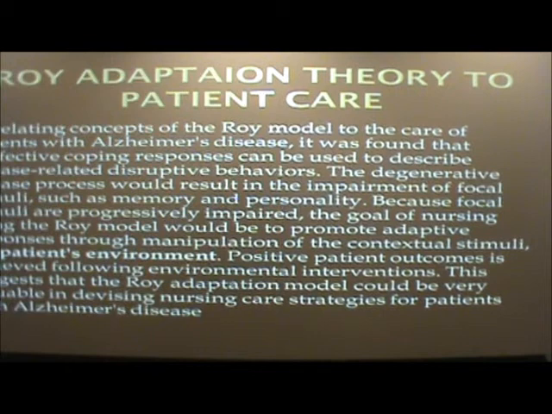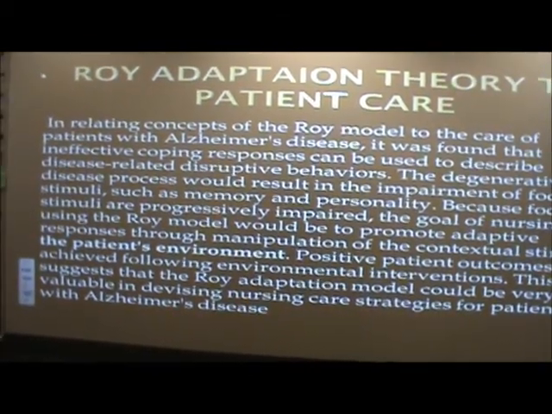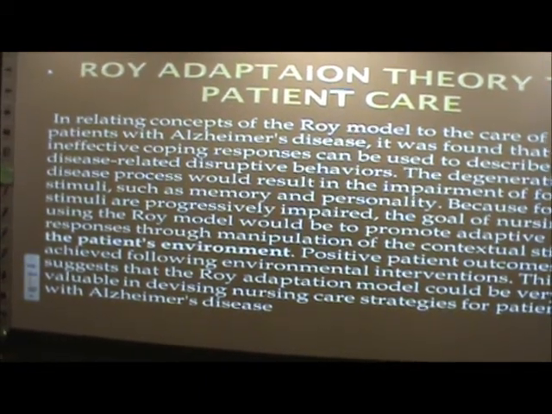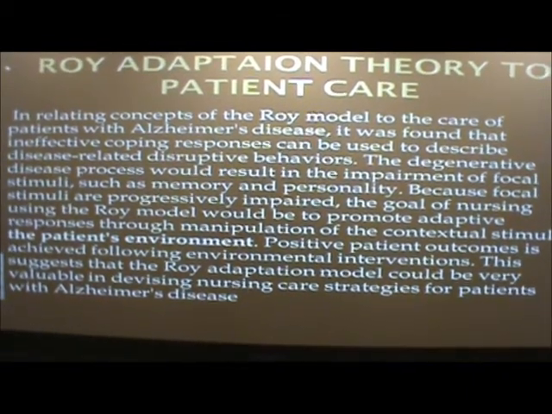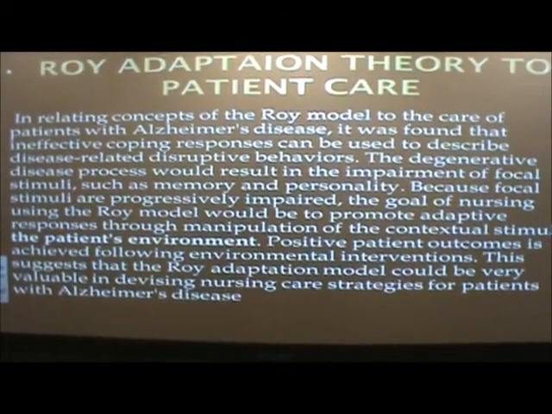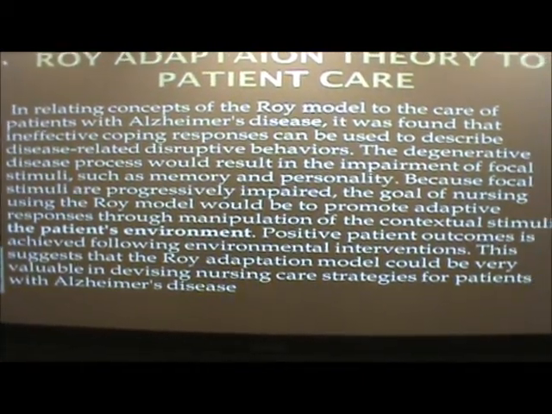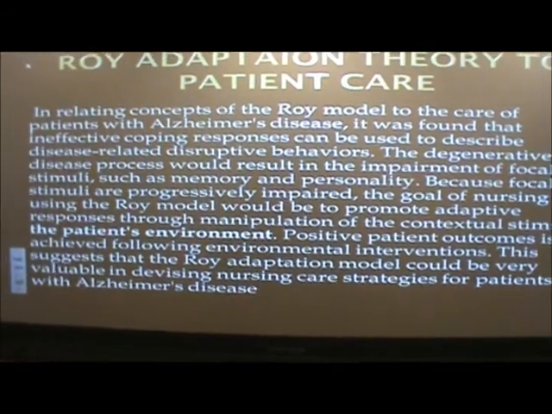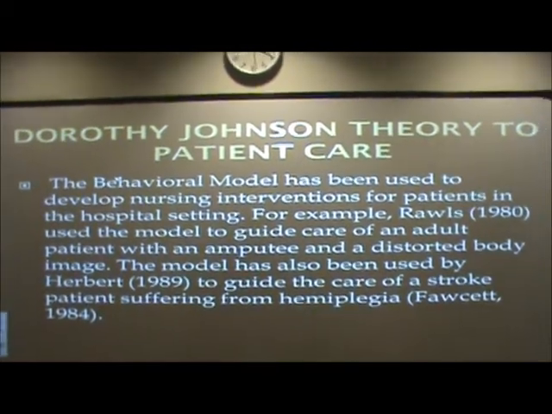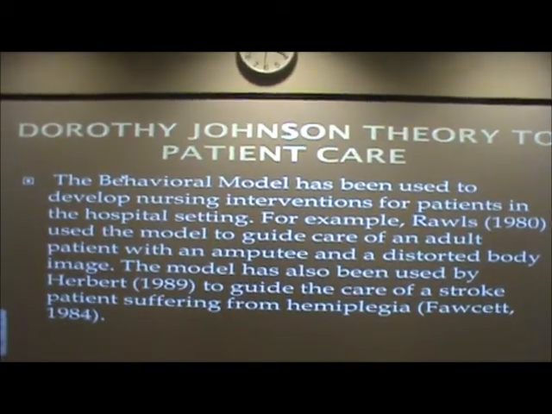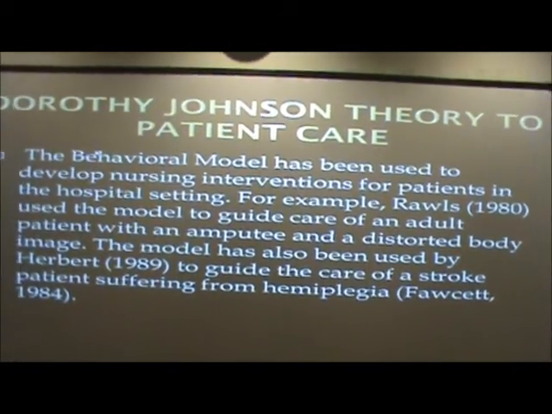The goal of nursing using the Roy model will be to promote adaptive responses through manipulation of the contextual stimuli, the patient's environment. Positive patient outcome is achieved following environmental interventions. This suggests that the Roy adaptation model could be very valuable in devising nursing care strategy for patients with Alzheimer's disease. While in Dorothy Johnson theory to the patient's care, the behavioral model has been used to develop nursing interventions for patients in the hospital setting.